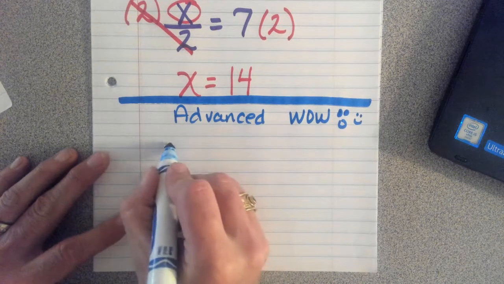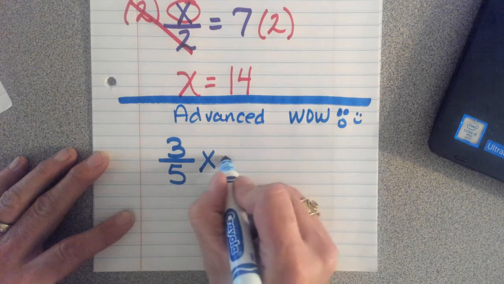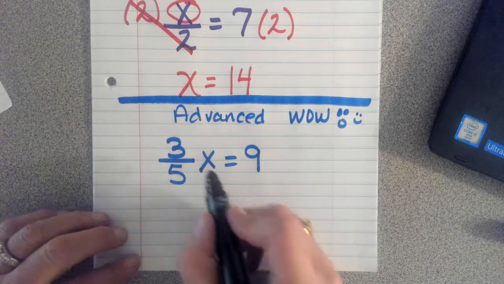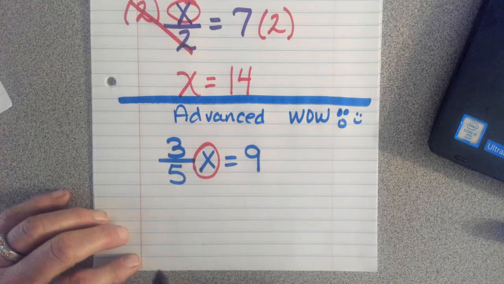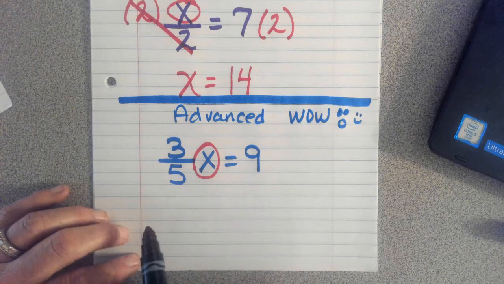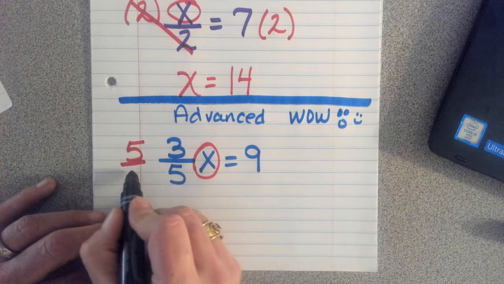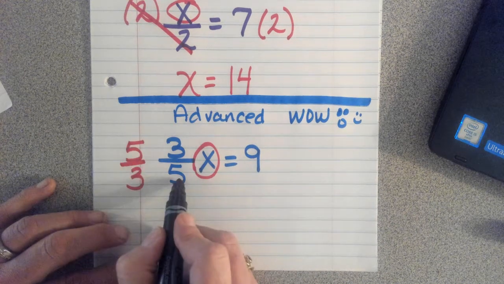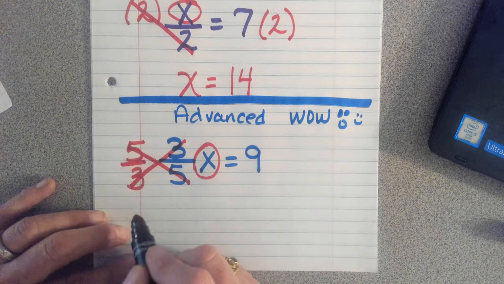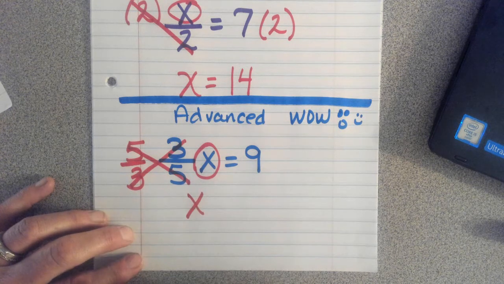Okay, let's say I've got 3/5 x equals 9. Well, I still want to get the x by itself, and I want 1x. So I need to use something that's going to cancel out the 3/5. If I multiply 3/5 by its reciprocal, 5/3, the 5 and the 5 can cross-reduce, and the 3 and the 3 can cross-reduce, leaving me with 1/1, which equals 1, giving me 1x by itself.